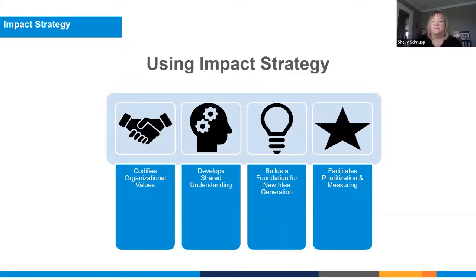And finally, perhaps the most important benefit of the impact strategy is that it can help us make decisions. It can be the basis for measurement, providing indicators of success that can be tracked for this achievement. And when you think about all of this, ultimately, all of these benefits should serve to strengthen the organization's impact.